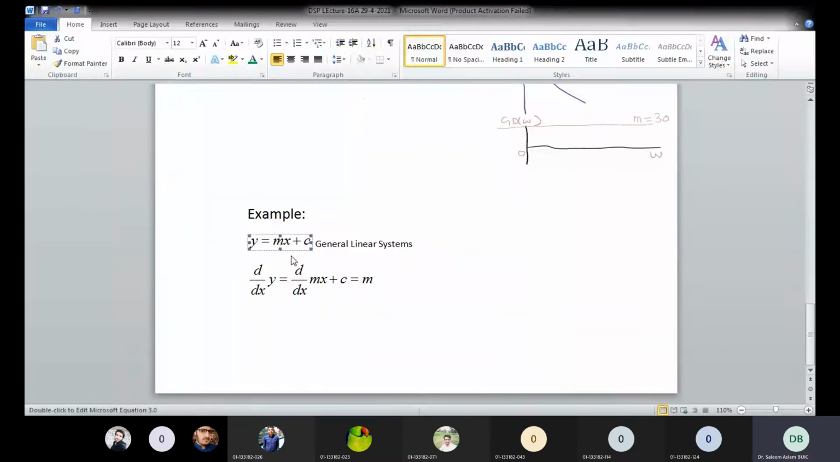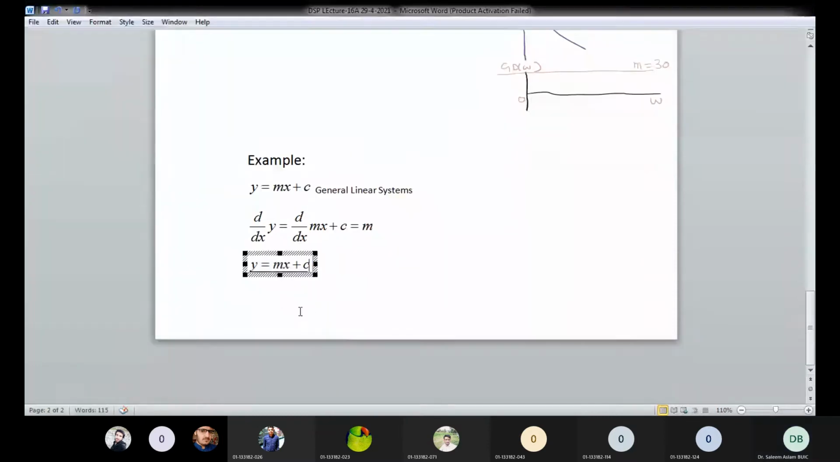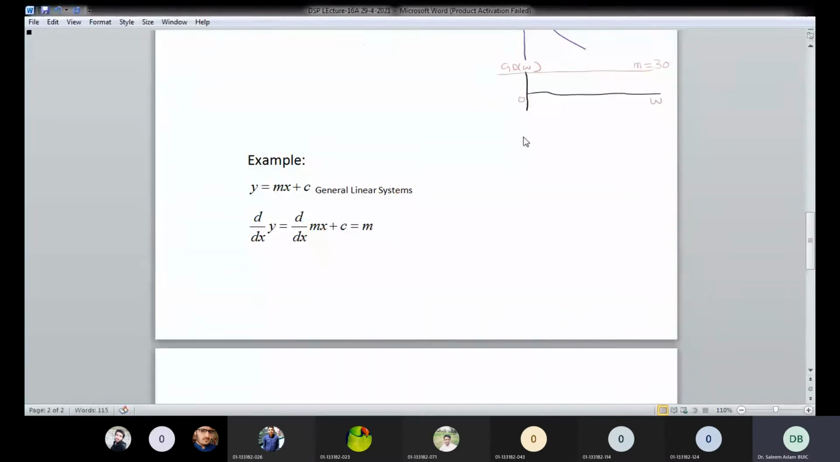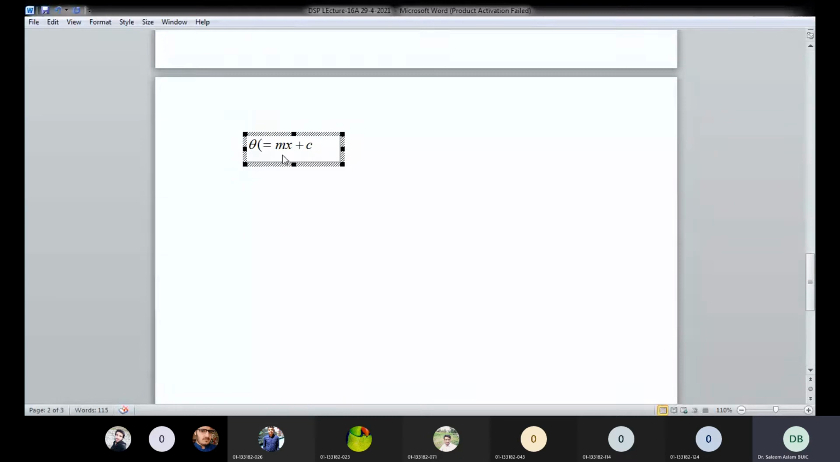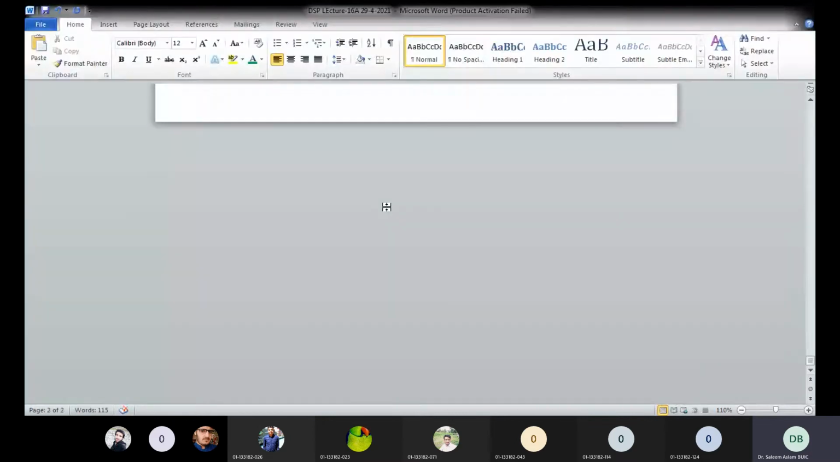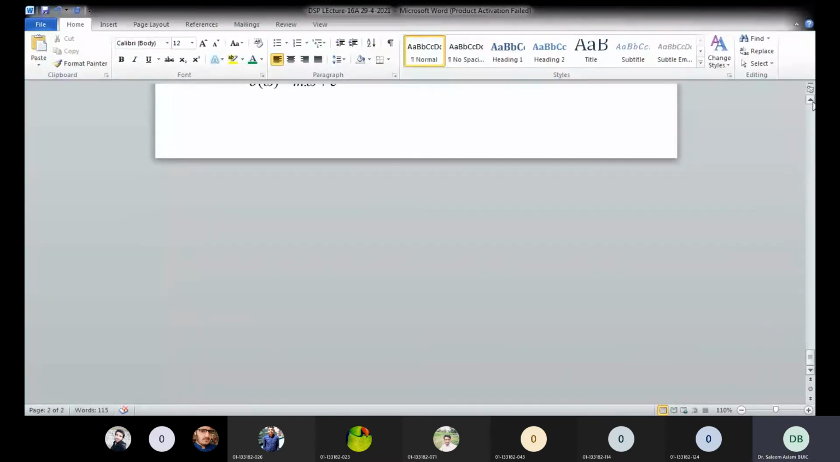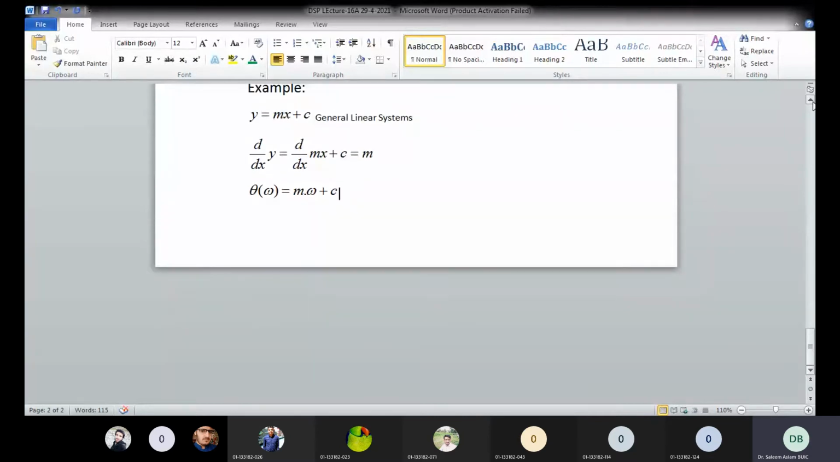However, in our case, हमारे केस में क्या होगा? This is theta of omega because we are on our y-axis. This is theta as a function of omega. Let's define m as the slope and omega as x frequency, m dot omega. And let's define c as a constant value. This is the intercept. If you are intercepting at the 0 axis, its value is 0.